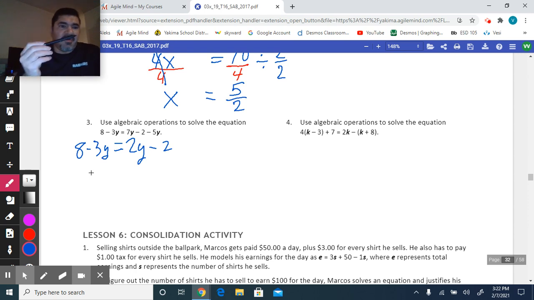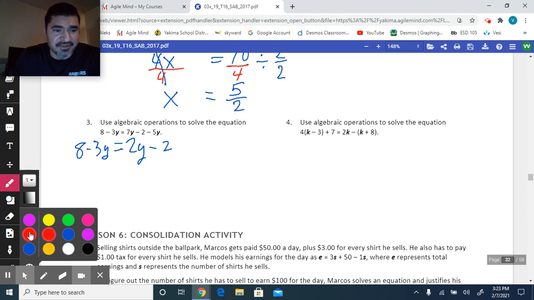For example, if I want this pen on my couch, would it be easier for me to move my pen and put it on the couch, or should I bring the couch over to me and set my pen on it? It would be easier to move the smaller object, right? So the same thing here. This -3y, that is the smaller coefficient.